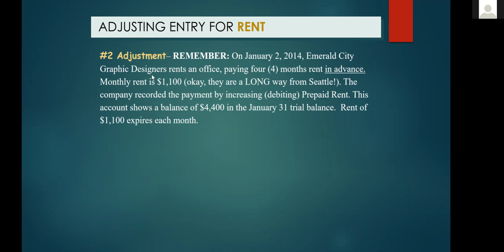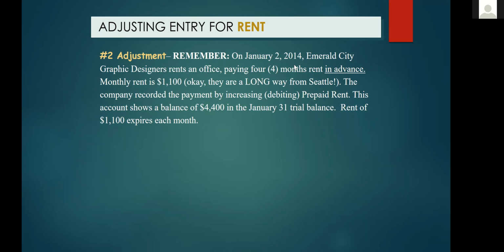Again, remember, this happened in the chapter 3 PowerPoint, Emerald City. So here's the second adjustment. They prepaid 4 months of rent in advance. Monthly rent is $1,100, but the prepayment was for $4,400 because they paid for 4 months. Now it's the end of the month and 1 month of rent has been used up. They had to put the whole $4,400 on their books as an asset on January 2nd because they hadn't used up the rent yet.